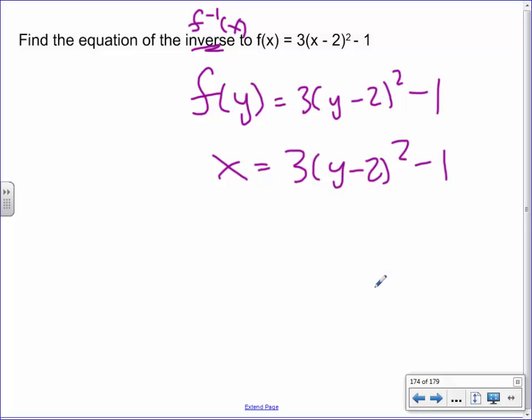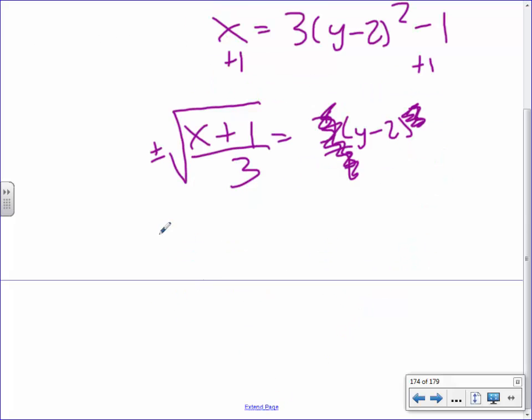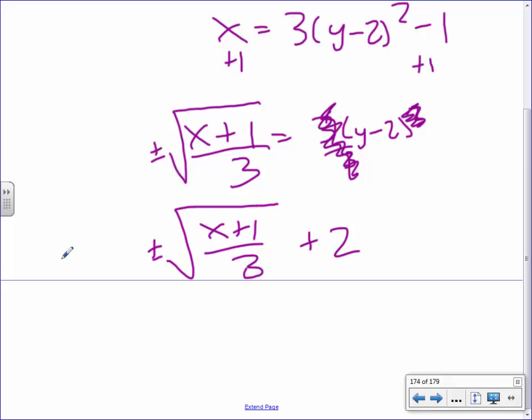Now, is this a typical way of writing an equation though? We usually write it with y equals, so all we have to do is undo a bunch of calculations to get y by itself. So for example, add 1 to both sides. Divide everything by 3. Get rid of the squared side: square root. Take the positive and negative square root, by the way. And then when you're done that, add 2. There. That would be our inverse.